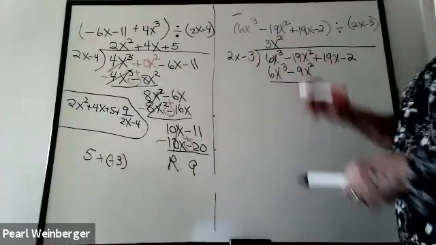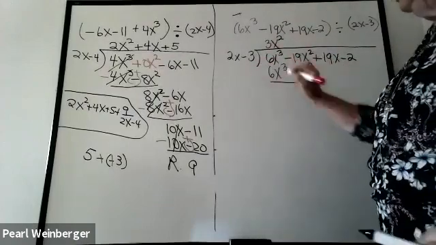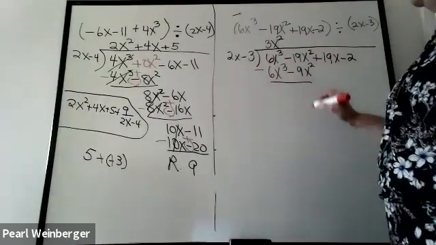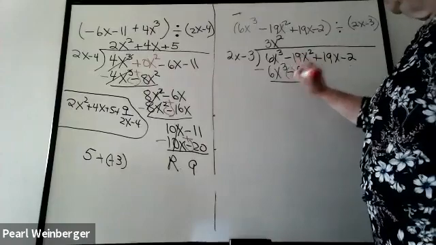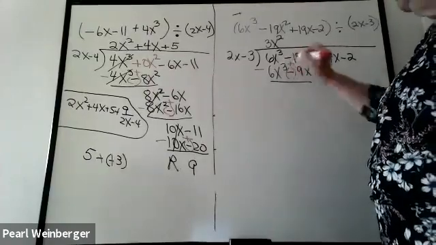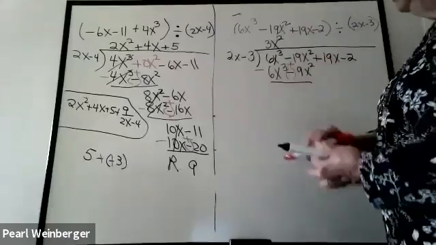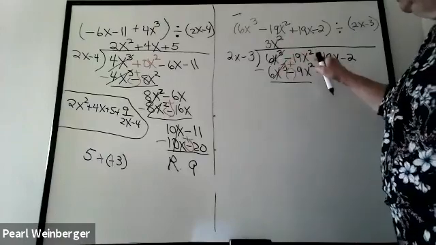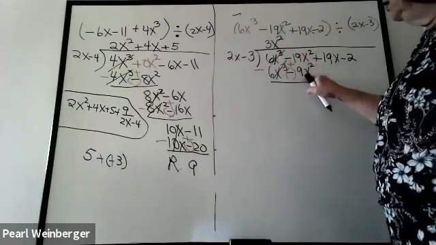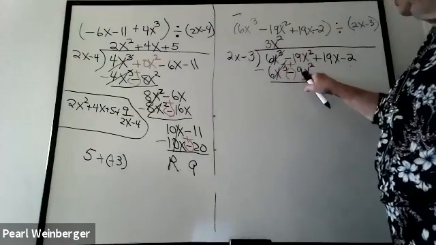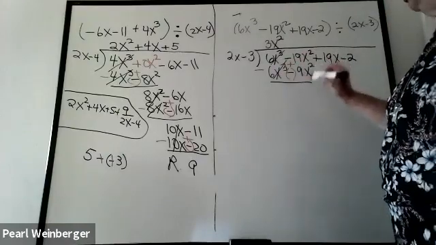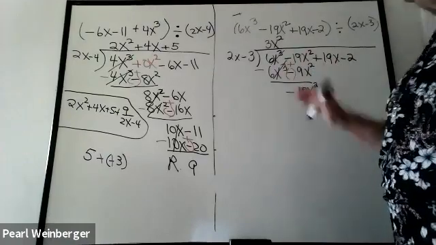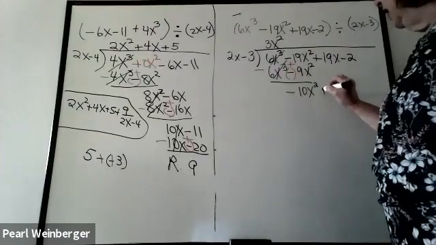And then, okay, we multiplied, so now we have to subtract. And remember, I like to do the subtraction by changing the sign. So I'm going to make this 6x cubed negative, and the negative 9x squared is going to become positive. So now I can just combine them. 6x cubed and negative 6x cubed cancel. Negative 9x squared plus negative 19x squared plus 9x squared give us a total of negative 10x squared. And I bring down the next term, which is plus 19x.